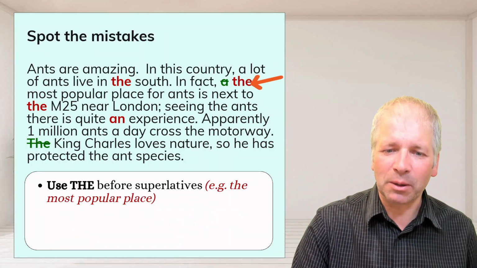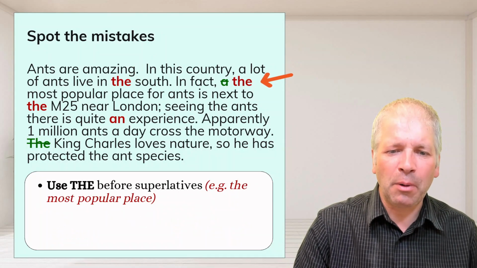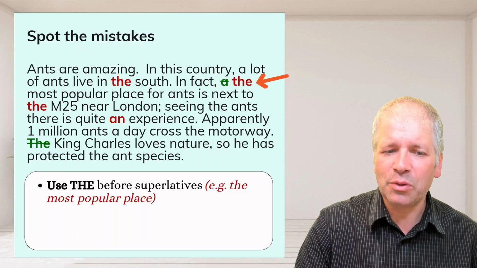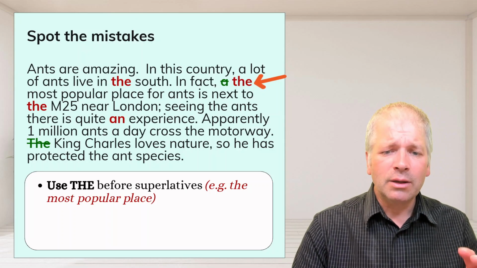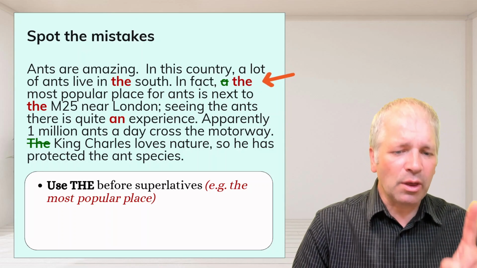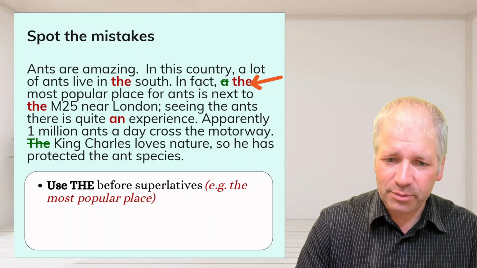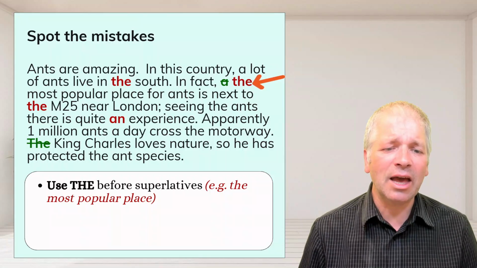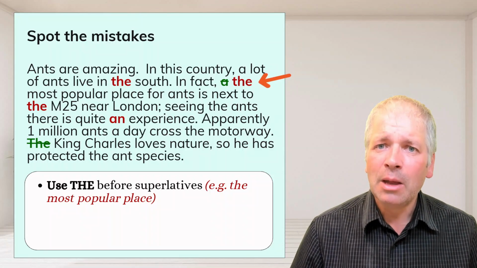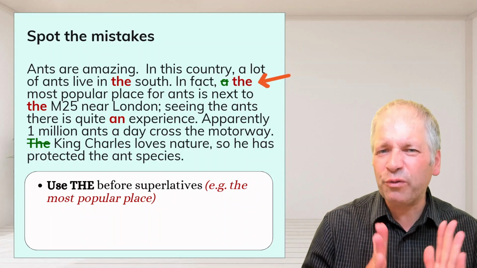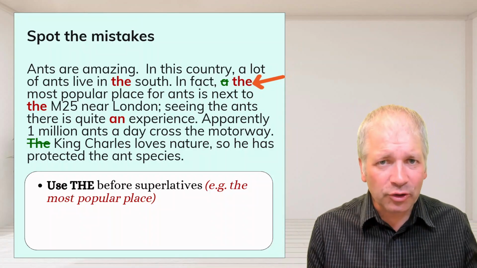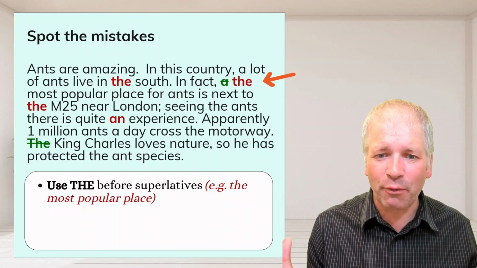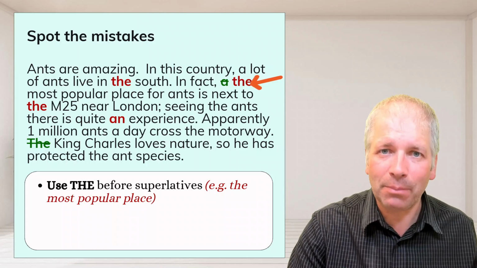On to the next one. In fact, the most popular place for ants is next to the M25 near London. We normally use the before superlatives. The most popular place. You might occasionally hear a most popular place, but that tends to be in old-fashioned literature. The modern, correct, standard way of writing this is the most popular place.